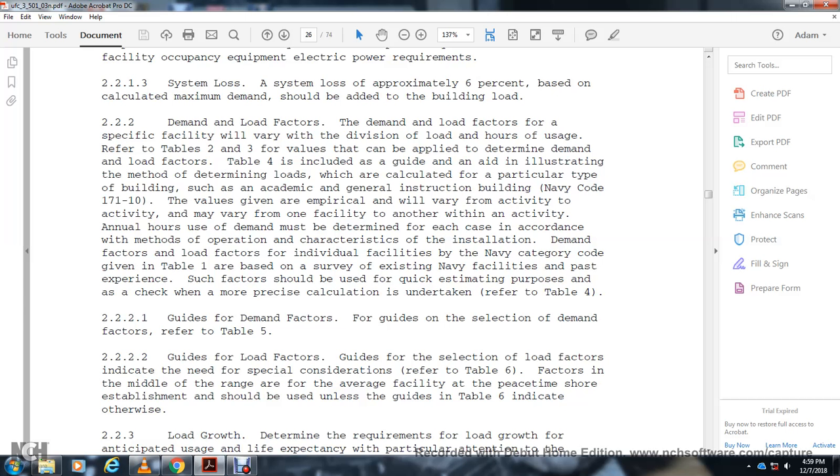Guides for load factor: the guide for the selection of load factor to indicate the need for special consideration is in Table 6. Factors in the middle of the range, or the average of the peacetime establishment, should be used unless the guidelines of Table 6 indicate otherwise.